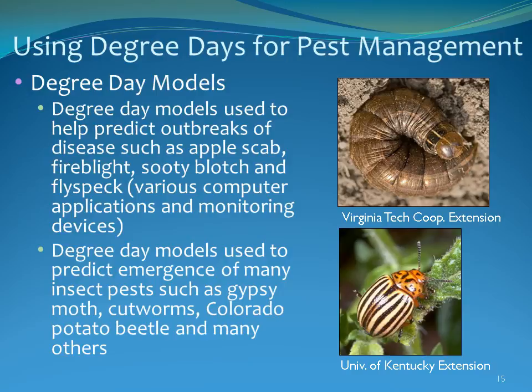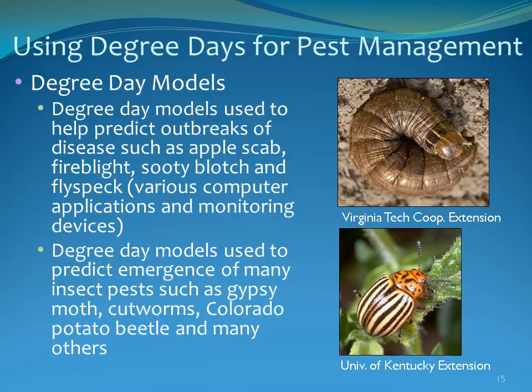So then the degree day models, we have models for many, many different insects, particularly those that are agriculturally important. But we also use degree day models to predict some disease outbreaks. So for instance, apple scab, when I talked to you about diseases during that lecture, we mentioned apple scab, that fungus that affects apple trees and crabapple trees and a lot of plants in the rose family. Fire blight, that is a bacterial disease that also affects plants in the rose family. Sooty blotch and fly speck, also again apple pests.